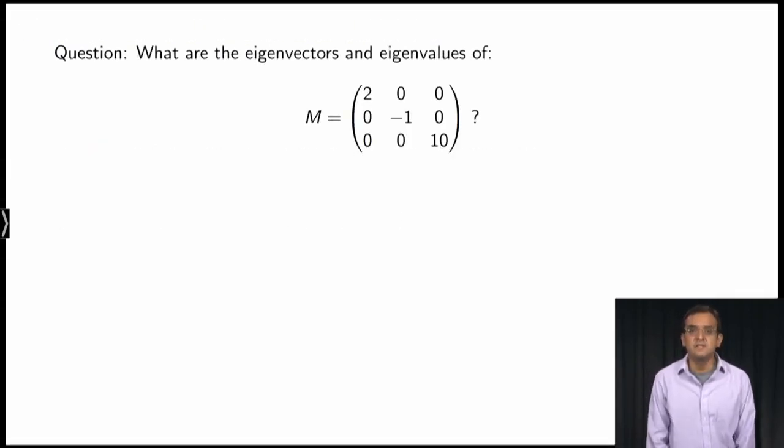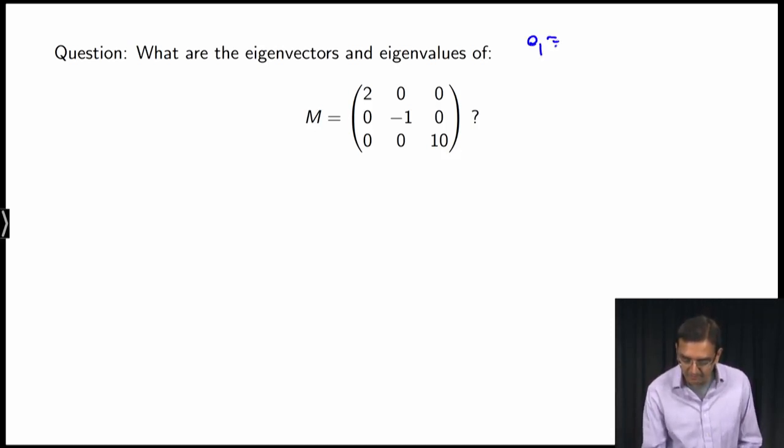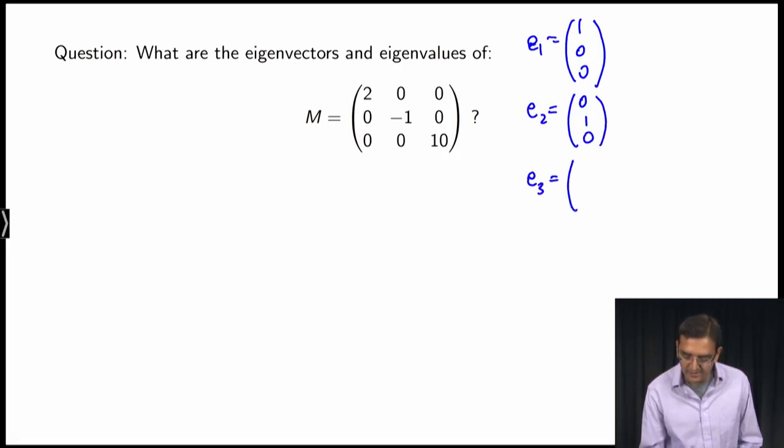Okay, so let's return to the example of the diagonal matrix we just saw. What are its eigenvectors and eigenvalues? Well, we've already suggested that the natural directions for this matrix are just the coordinate directions. So let's try those. The coordinate directions are E1, which is 1, 0, 0, E2, which is 0, 1, 0, and E3, which is 0, 0, 1.